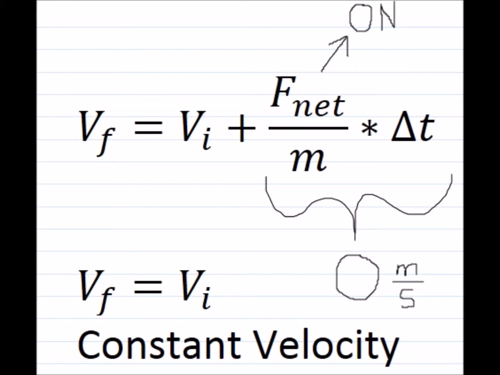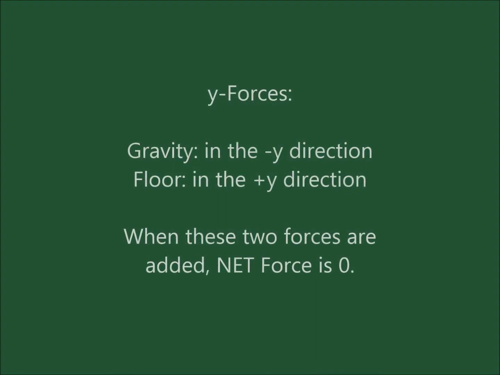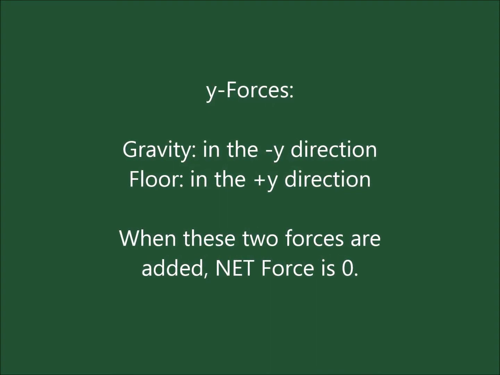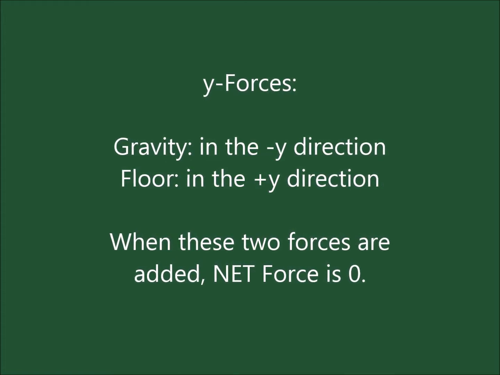Now, in order for the ball to be rolling at a constant velocity, Newton's second law states that the net force on the ball must be 0. So in the y direction there is the force of gravity acting on the ball, but the floor is counteracting this force with equal magnitude but in the opposite direction. Therefore, the net force in the y direction is 0.